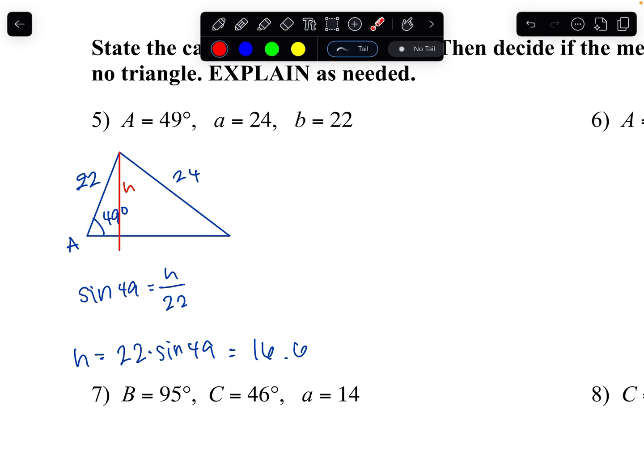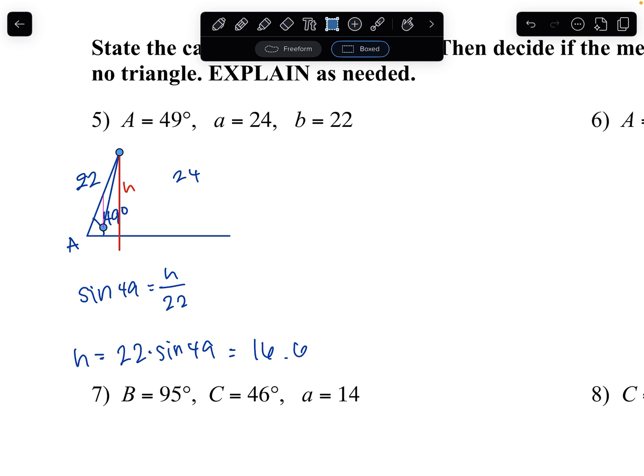Now, had this side right here been, let's say, 15. So let's say that A was 15 instead of 22. 15 is less than both of these sides right here. So 15 would end up being short, and it couldn't even reach the other side right here, making no triangle at all. And let's say that A had been something like 20. So 20 is less than this side, but greater than that side.